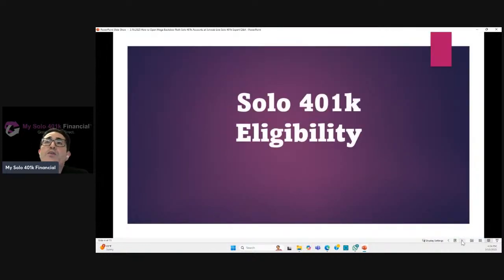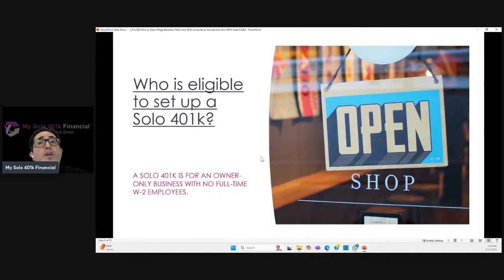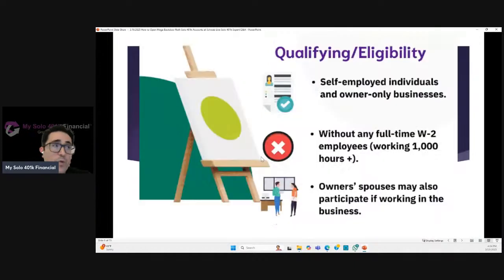Before we get into the good content of how to open mega backdoor Roth solo 401k accounts at Schwab, let's first lay the foundation with solo 401k eligibility. A solo 401k is a 401k for a self-employed individual, an owner-only business. In order to be eligible, you need to be self-employed and have no non-owner, non-spouse, full-time W-2 employees working for any business owned by you or a spouse, if any.